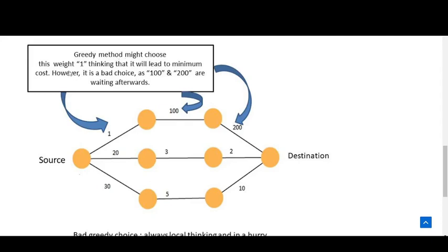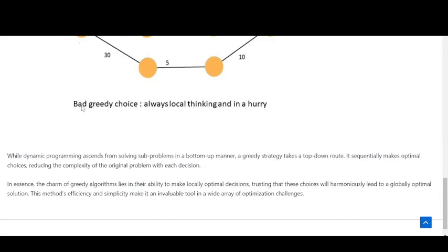So the greedy method might choose this weight, 1, thinking that it will lead to minimum cost. However, it is a bad choice as 100 and 200 are waiting afterwards. So the greedy algorithm is always local thinking and in a hurry. While dynamic programming ascends from this, solving sub-problems in a bottom-up manner, the greedy strategy takes a top-down approach. It subsequently makes optimal choices, reducing the complexity of the original problem with each iteration.